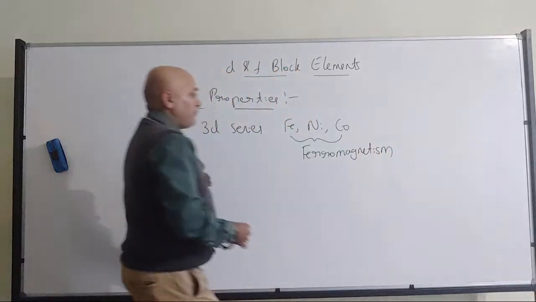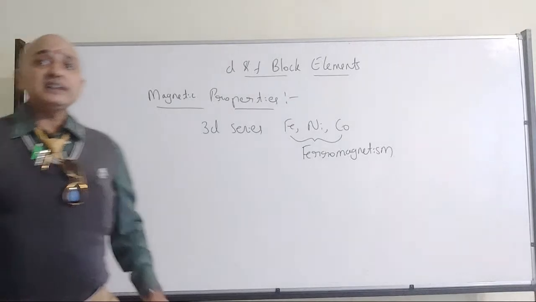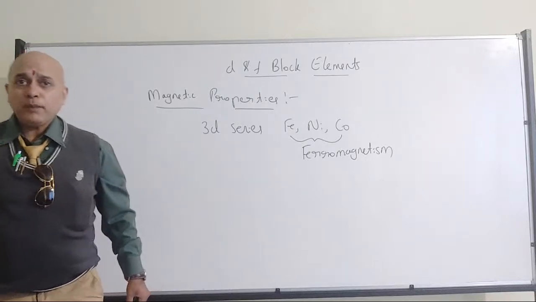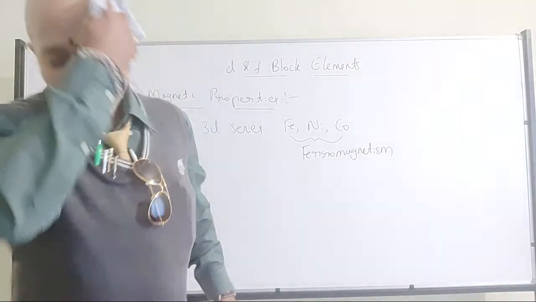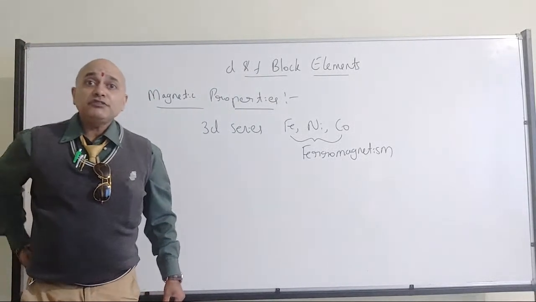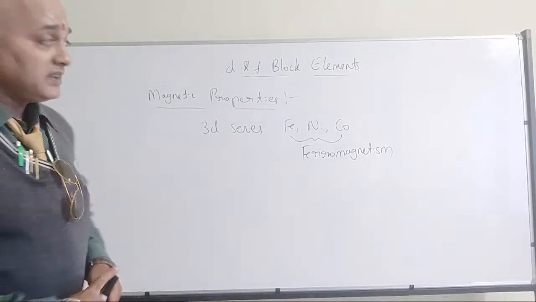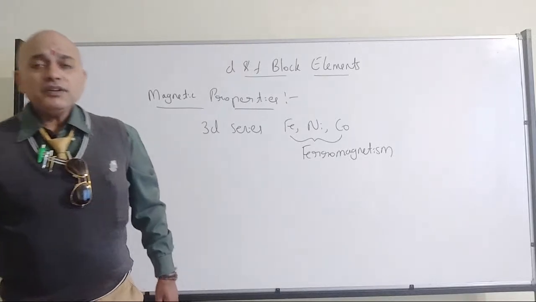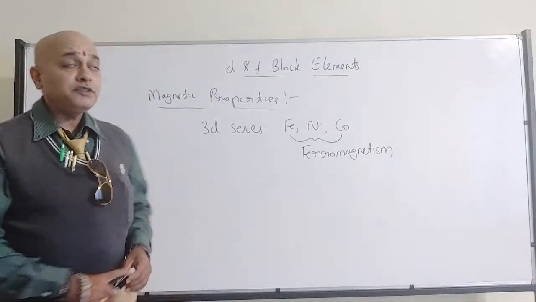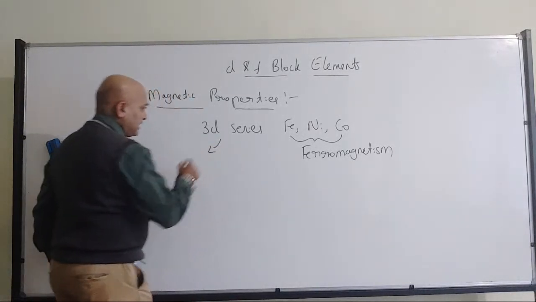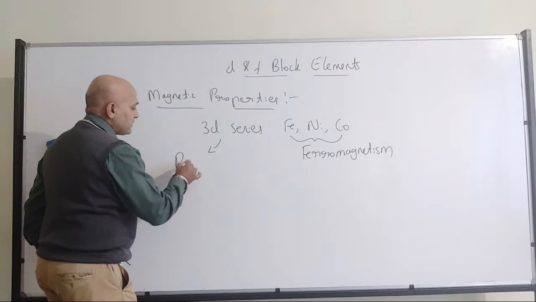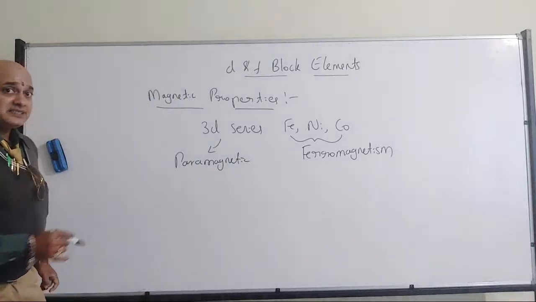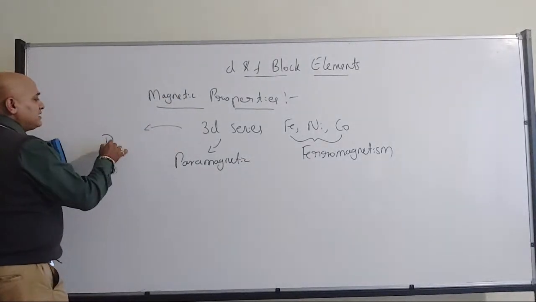They will show ferromagnetism. So what do you mean by ferromagnetism? Ferromagnetism means they will have strong magnetic property, or they can be converted into a magnet if you provide the condition. So that's what iron, nickel, cobalt are. Now if that is the case, we have some elements which will be paramagnetic, which come under the 3d series only. But at the same time, in the 3d series we have elements which are diamagnetic.